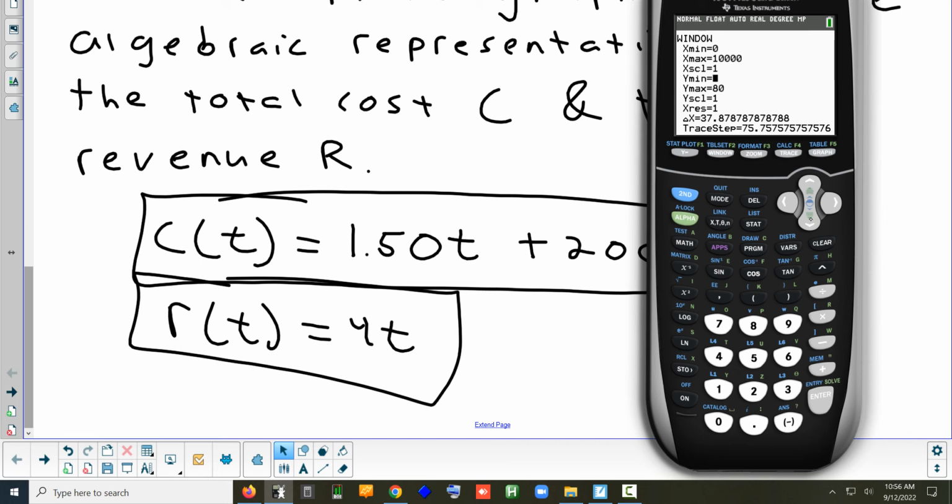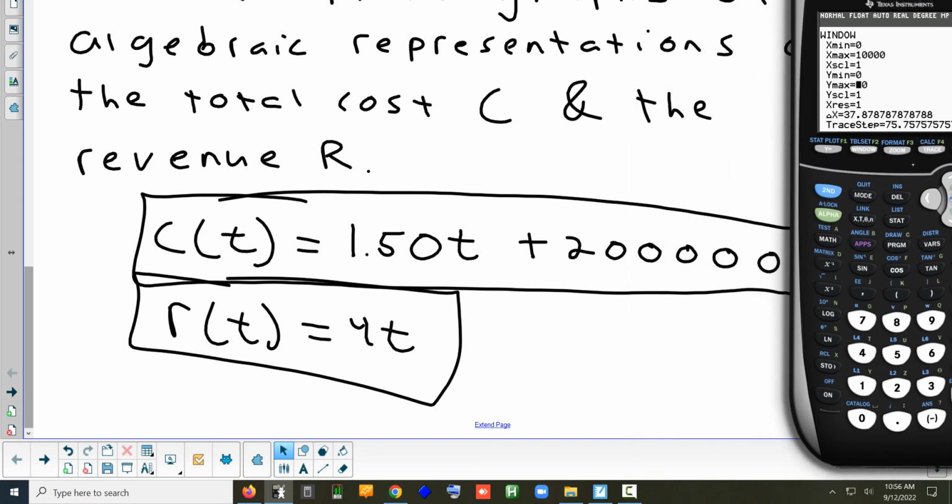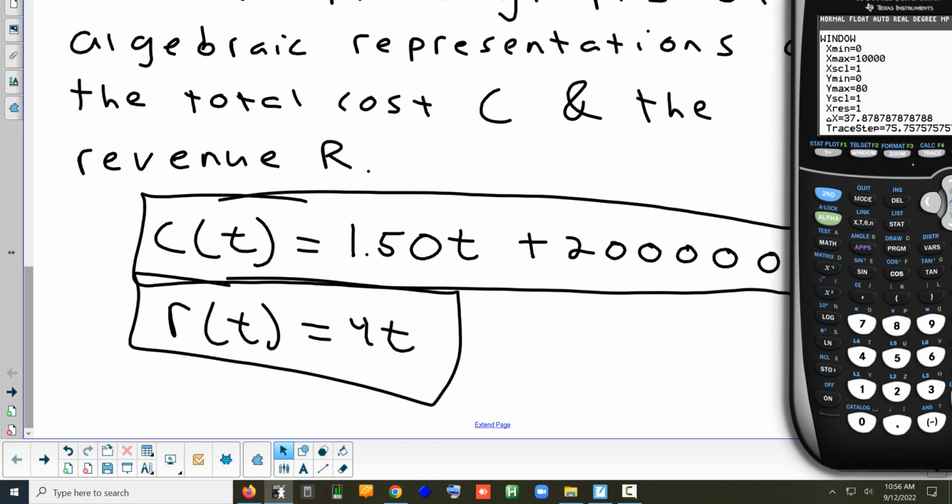Now, Y min represents a dollar amount. What kind of dollar amounts don't make sense here? Negative. You can't have negative cost and you can't have negative revenue. When you subtract the two, you could have negative profit. But you're not going to have negative revenue or negative cost. So 0 is good. How about Y max? What should we go at least up to?